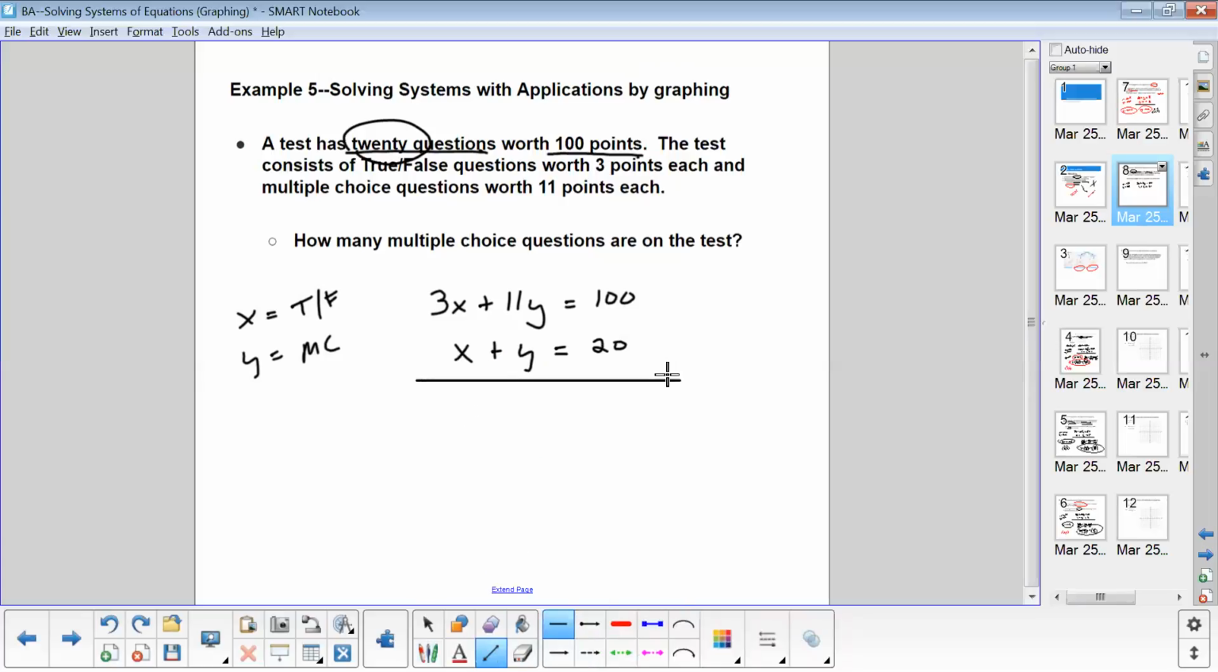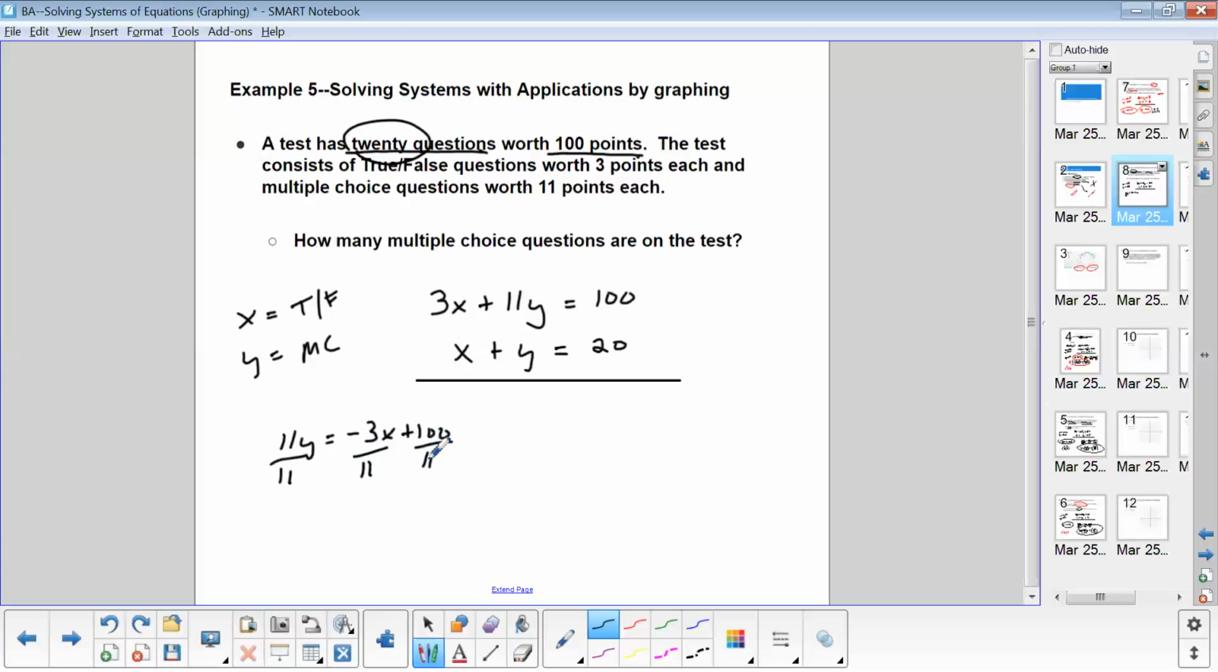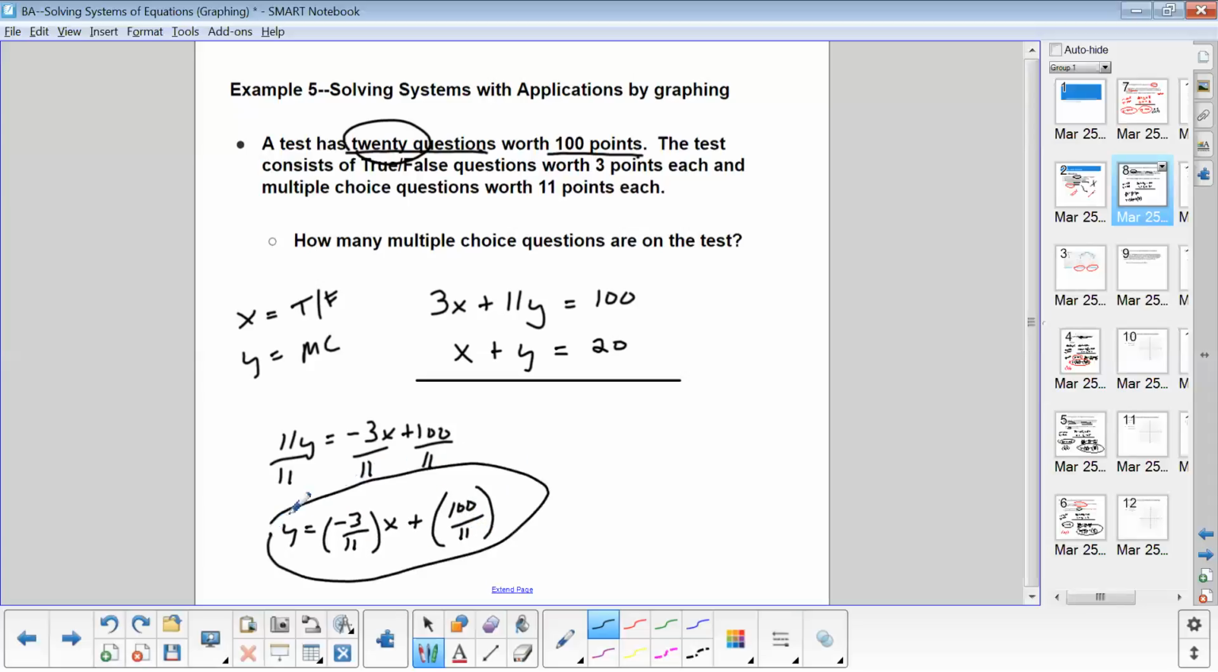So we're going to take our system and solve it for y. So this top equation will be 11y equals, subtract the 3x, so negative 3x plus 100, divide by 11. So we'll get y equals negative 3/11 in parentheses x plus 100 divided by 11. And there is equation number 1. And then equation number 2 is simple, subtract the x: negative x plus 20. So here are the 2 equations that we'll type in the calculator.